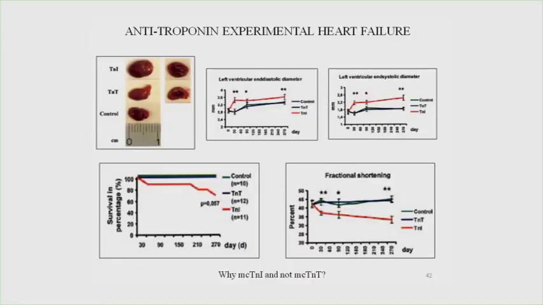Now, these are normal hearts. They're small. Mice immunized to troponin T, they're not bigger. Those that are immunized to troponin I, they got a dilated cardiomyopathy. Their hearts are larger, they have lower ejection fraction, and these mice begin to die of cardiomyopathy, heart failure. Why, if you immunize the mouse against troponin T, nothing happens, but to troponin I, it kills them?